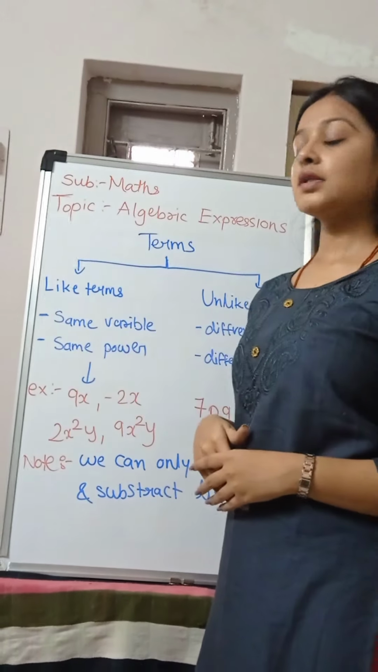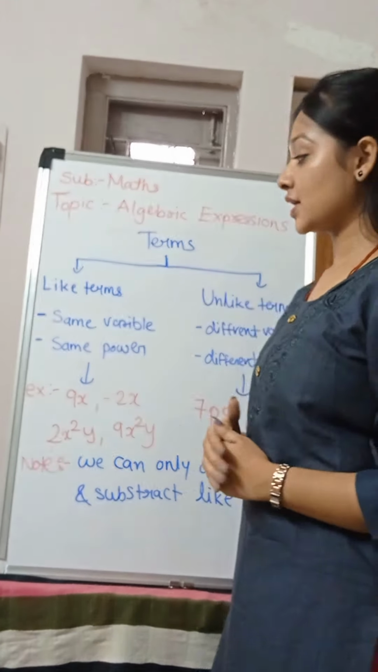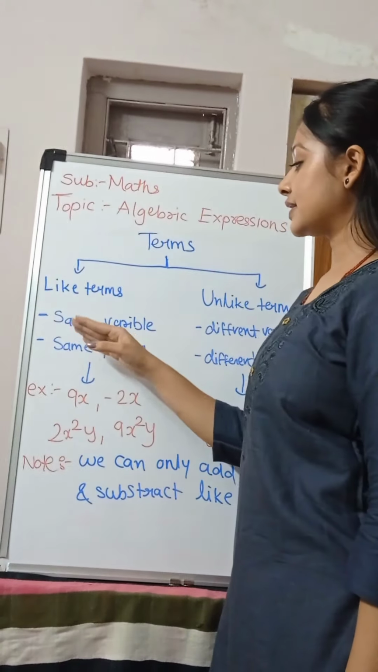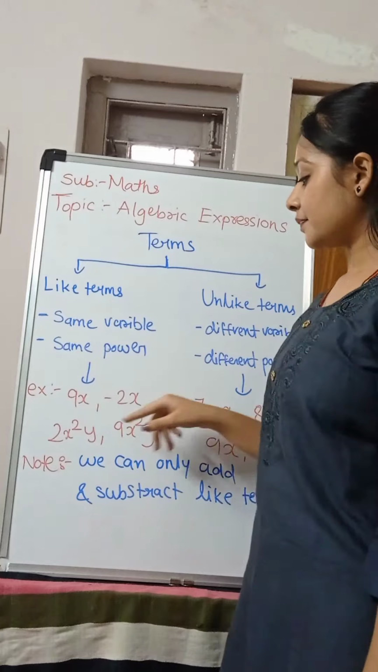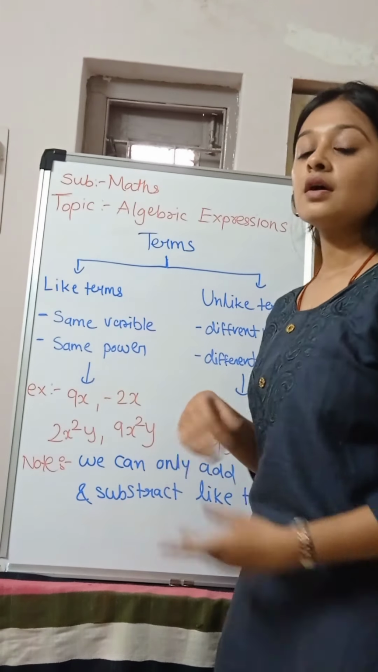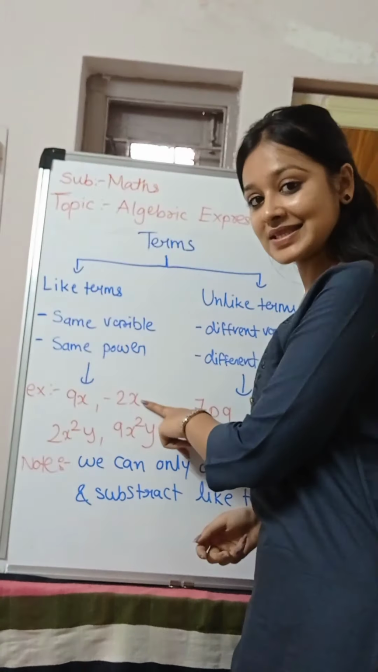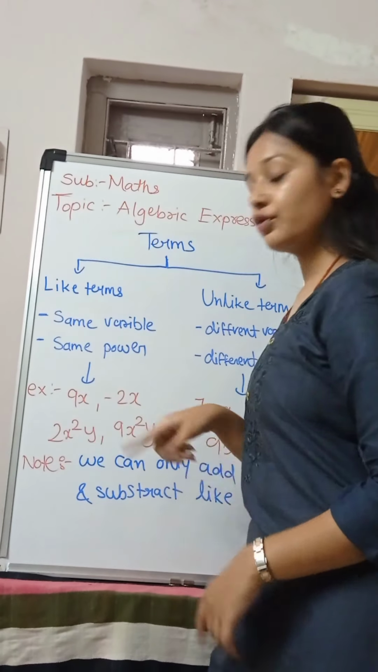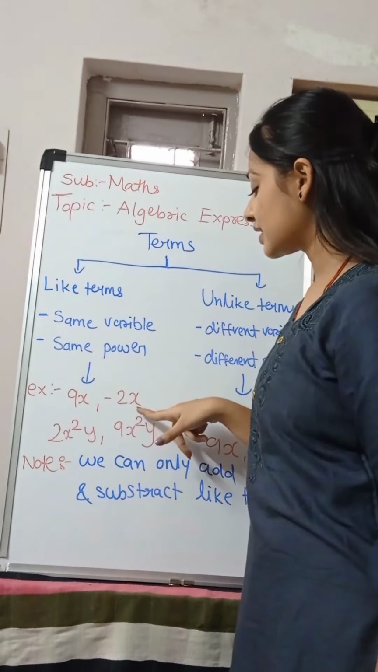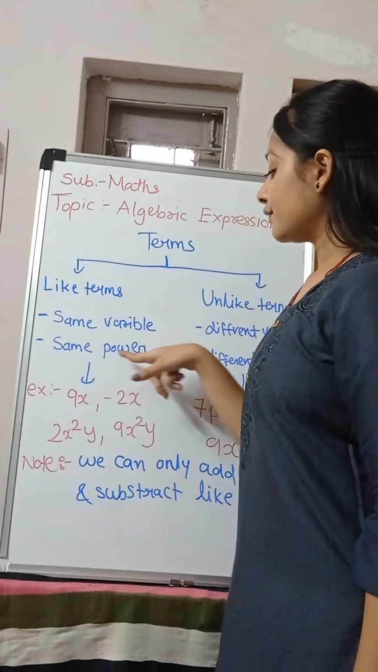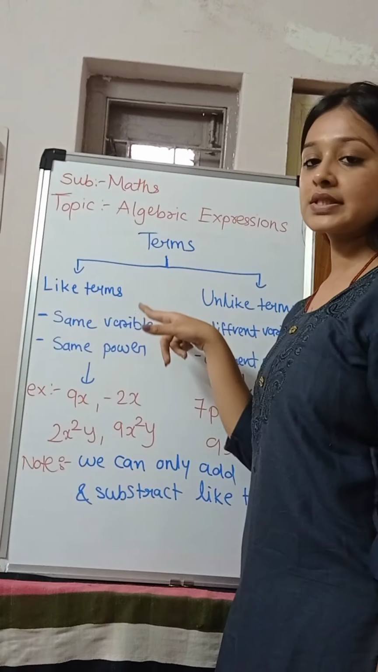Now, terms can be divided into two types, that is like terms and unlike terms. Let us understand like terms first. Like terms contain the same variable with the same power. Let us understand with an example. Here we have 9x and minus 2x. Firstly, we check for the same variable. Here we have x and here we also have x. We will not consider the numerical coefficient, we only focus on the variable. Here we have x and here we also have x, with the same power. The power of this x is 1 and here also it is 1. So these two terms are like terms.